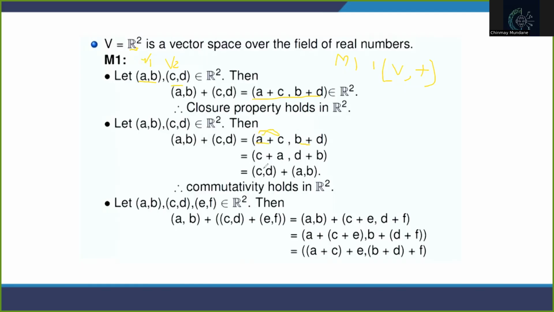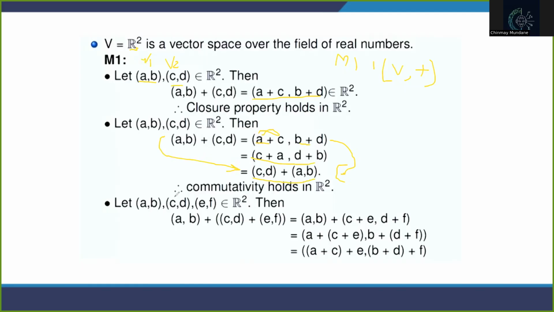So then C plus A, and if you do it the same here, then D plus B. So both will be C comma D plus A comma B. So this is the same as this. As you can see, if both of these are the same, like this is finally this, then that means it is commutative.